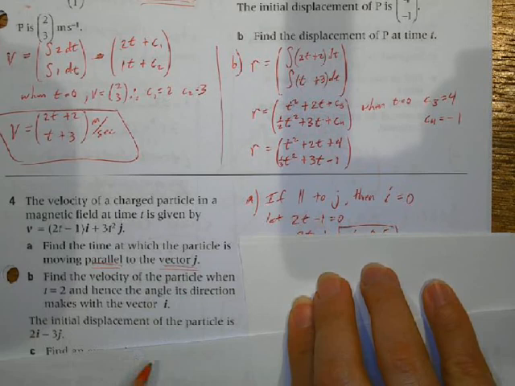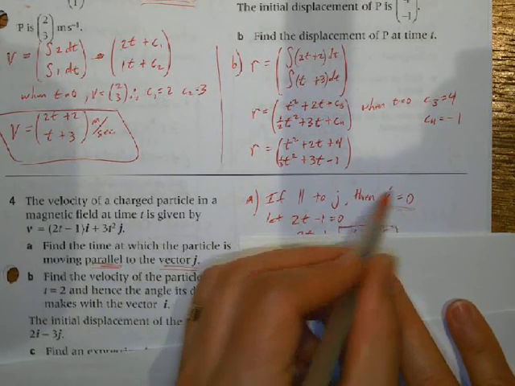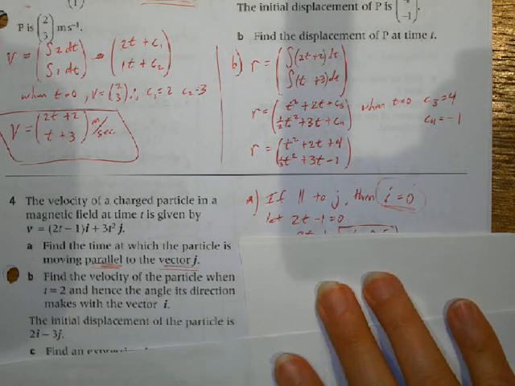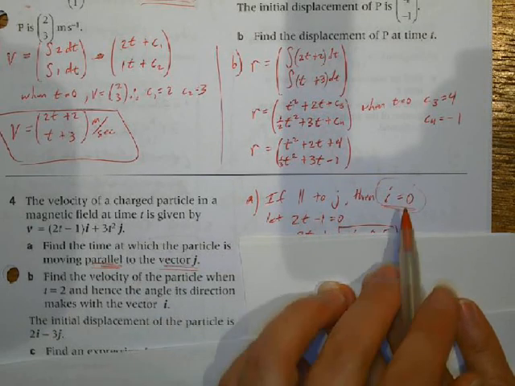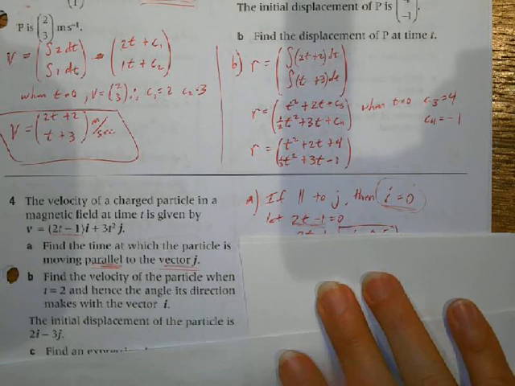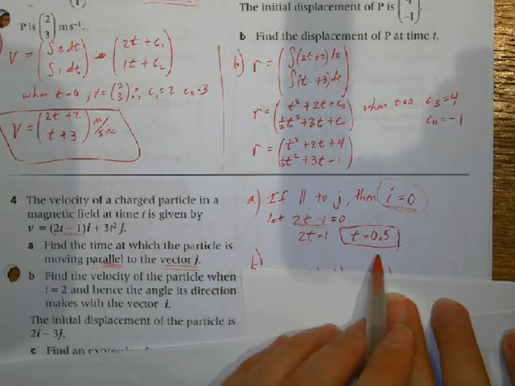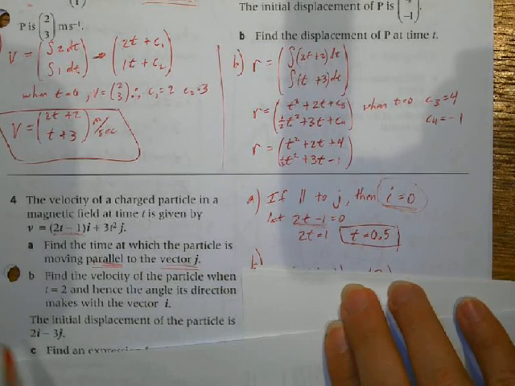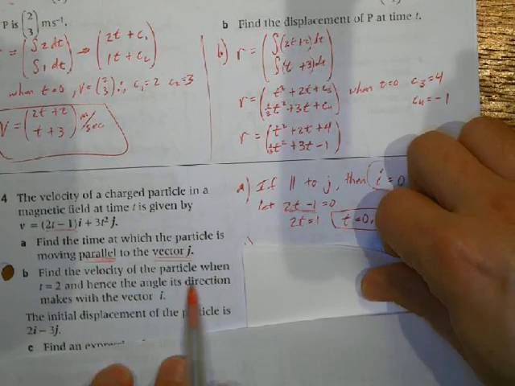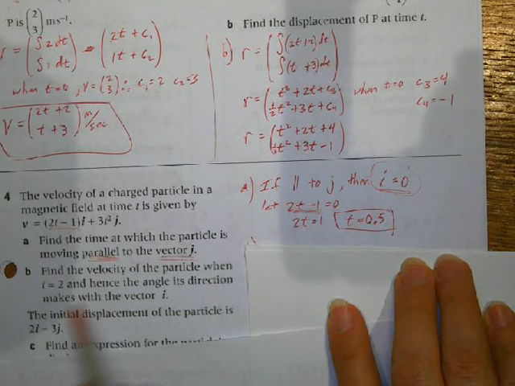So if it's moving parallel to vector j, then I need to make the i component equal to 0, just like we did in example 3 on the first page. So I have to make 2t minus 1 equal to 0, like we did on the first page. So then I add 1 on both sides, divide by 2, and t is going to equal 0.5. Question B. Find the velocity of the particle when t equals 2, hence the angle of its direction with vector i.